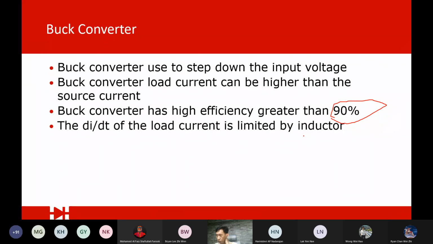Usually we don't really look into this unless your load is a very dynamic load, that means your load changes very fast, okay, less than 1 second it changes. Usually DC loads don't really change that much. Okay, so the di/dt doesn't really matter.